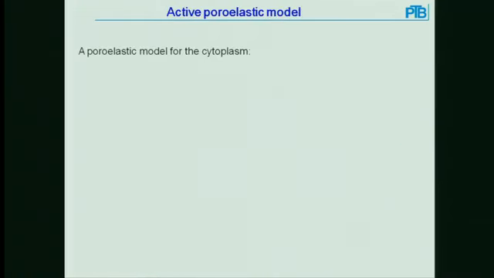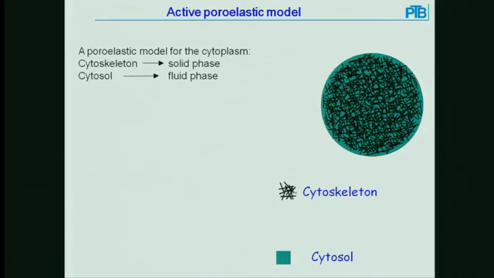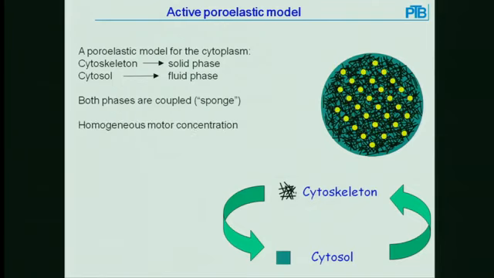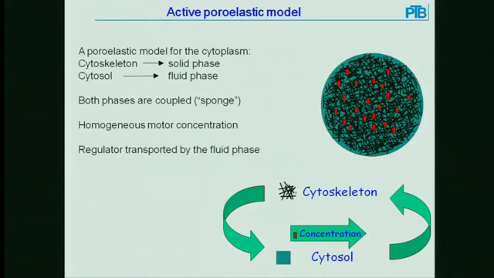Now just a simple model, not yet looking at Physarum. I already said some things. The cytoskeleton is a solid phase, the cytosol is a fluid phase, and of course they are coupled in the sense that we think of something like a sponge. We start with a homogeneous motor concentration, and actually the motor concentration isn't really a variable. So we neglect really transport of motors in the cytosol, but we assume this homogeneous concentration.